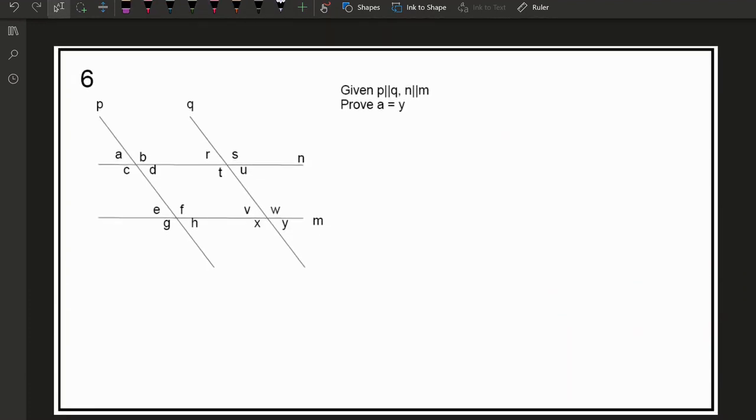Okay, number 6, we're starting to get into larger tic-tac-toe type problems. So step 1, given P is parallel to Q, N is parallel to M, and that is given. Let's mark that on our picture. P is parallel to Q, and N is parallel to M. We're trying to prove that A is equal to Y. So what I want to do here is start at A and work my way over to Y.